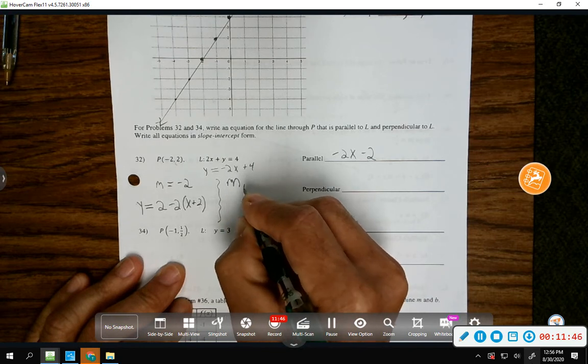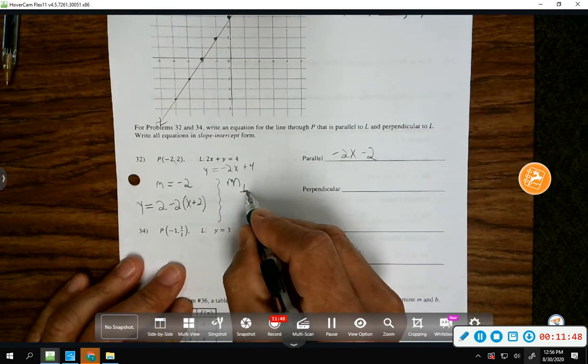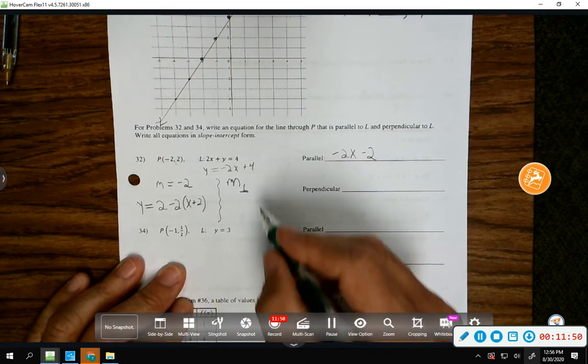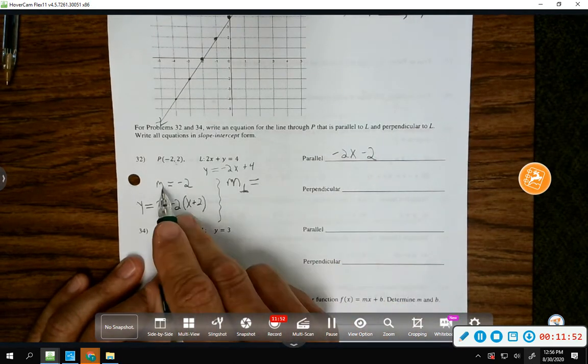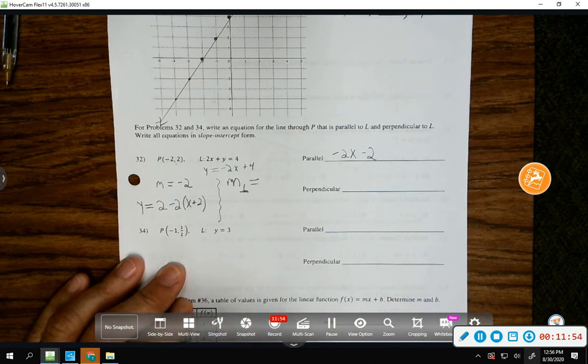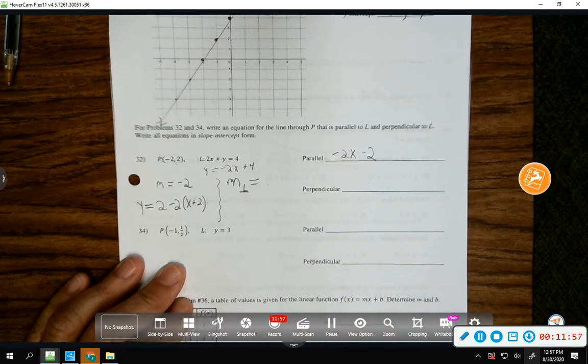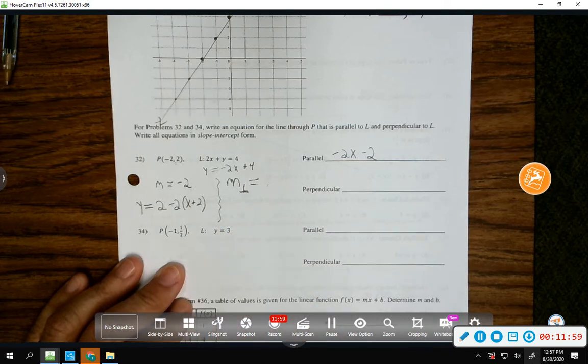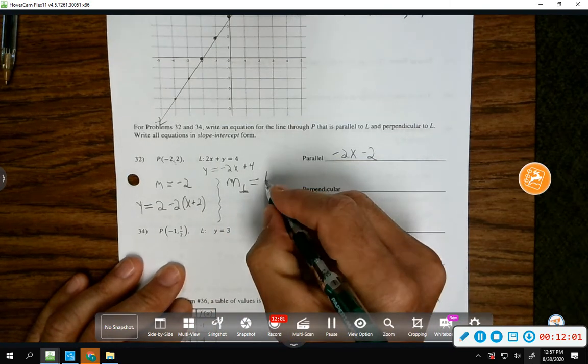The slope of the perpendicular, that's how I like to denote it. Upside down capital T, so I know I'm working with the perpendicular. I've made a different notation for this slope. I have to flip and negate. That's how I get positive 1/2.